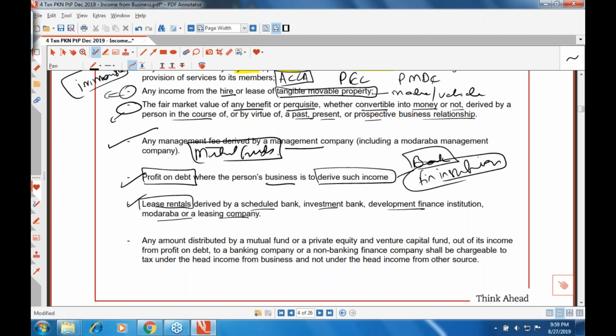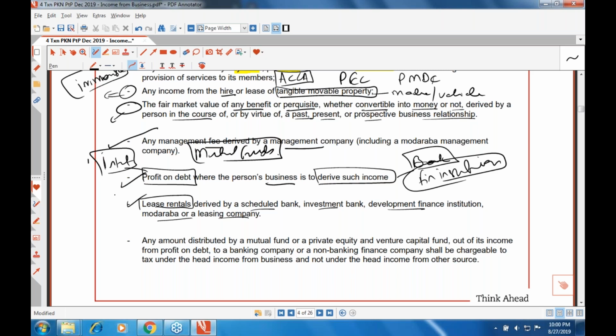Now when we talk about profit on debt, it actually means interest. For example, if you are a normal trading company and you earn interest, that interest is other income, not income from business. But if you are a bank and you are earning interest, that interest is actually income from business.